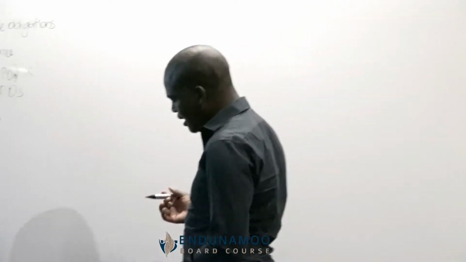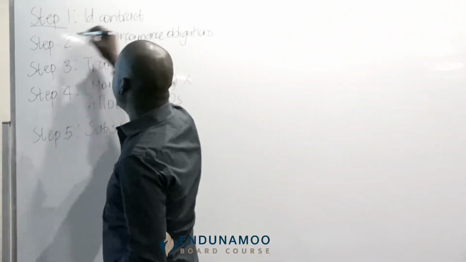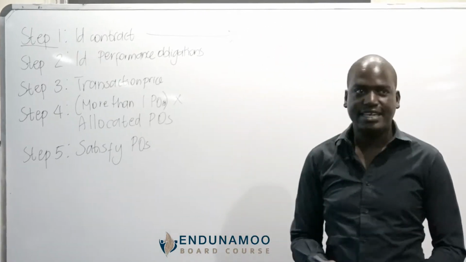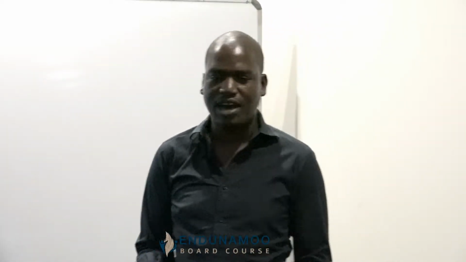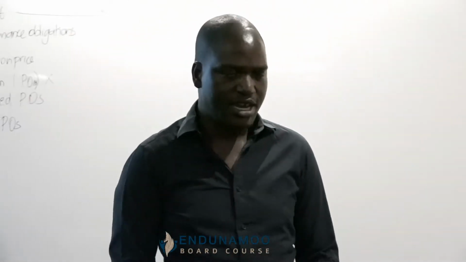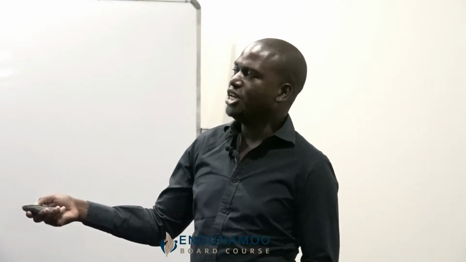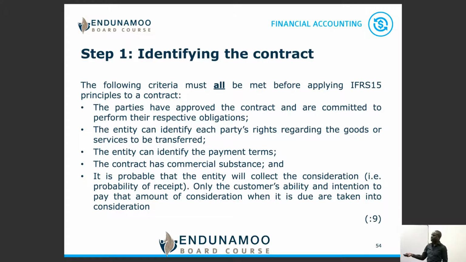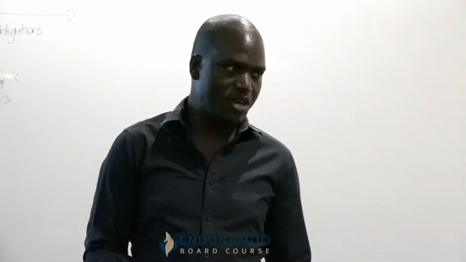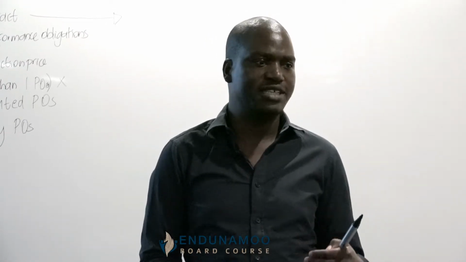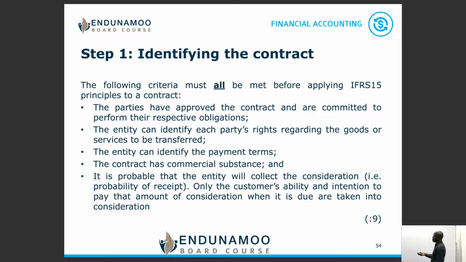So let us just go through it step by step then. Let's start with step number 1, identifying the contract. So what we are saying is that you are sitting there and you have identified that you've got a contract with a customer. And before you go any further, before you start applying this particular framework, you need to identify whether that contract should be accounted for according to the principles of IFRS 15. And they say that for you to be able to do that, you need to assess whether the contract meets the following 5 requirements. So all of these requirements that are outlined in paragraph 9 have to be met.